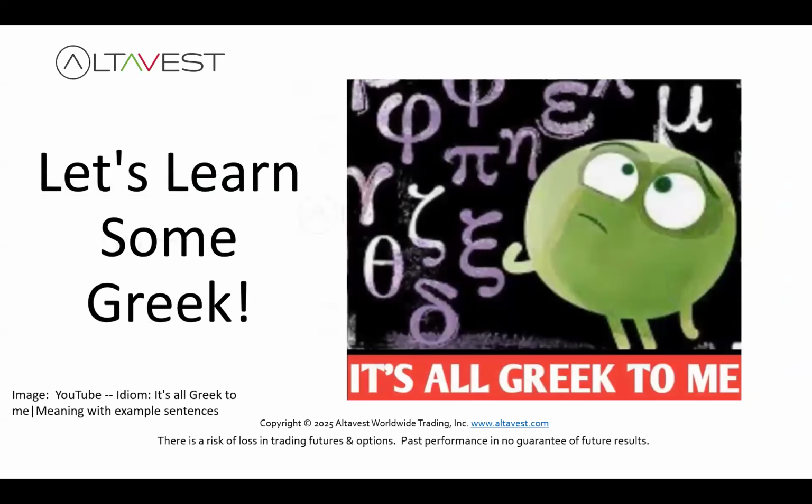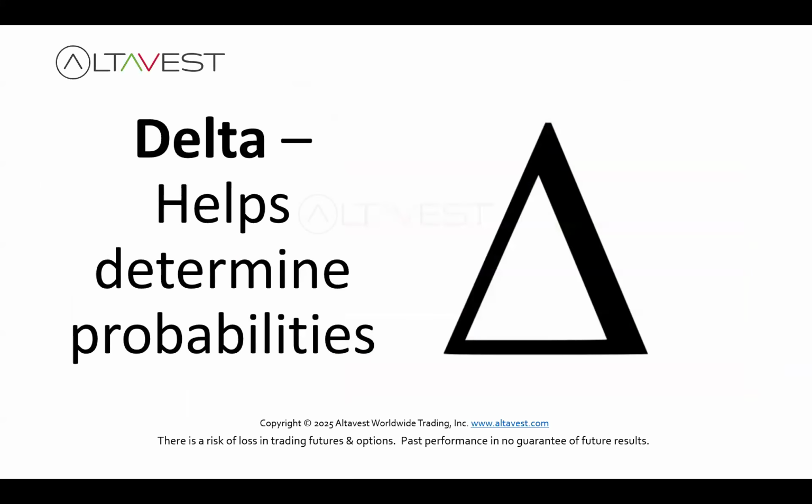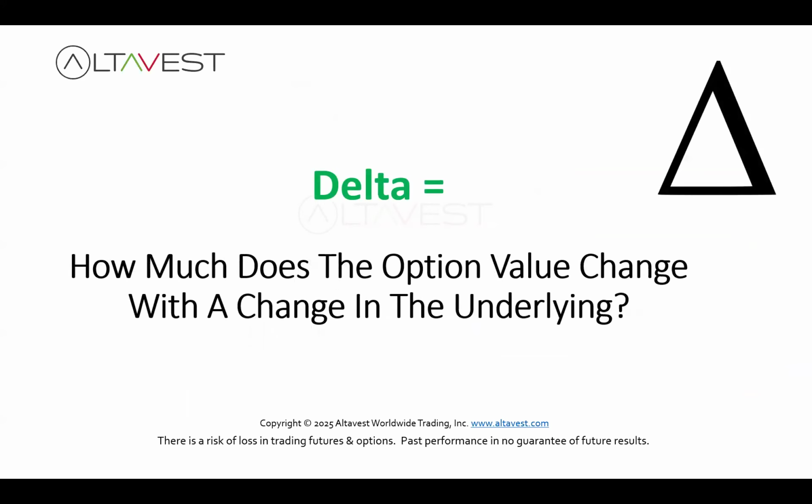But first, let's learn some Greek, a couple letters from the Greek alphabet. Some of you might have been in fraternities or sororities, so you probably know your Greek alphabet pretty well. But number one here, we're going to look at delta. That helps us determine probabilities as an options trader.